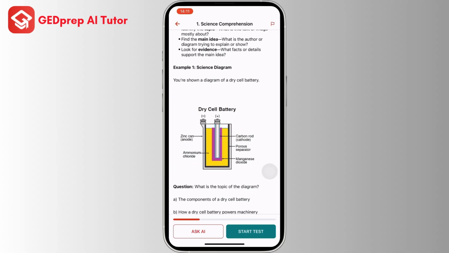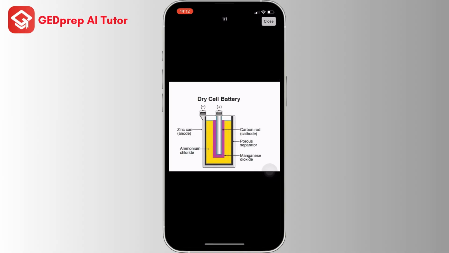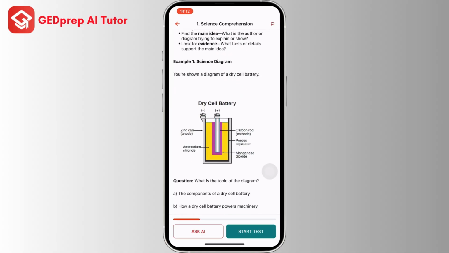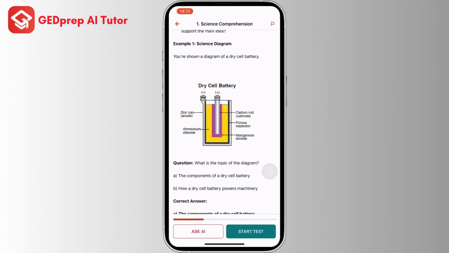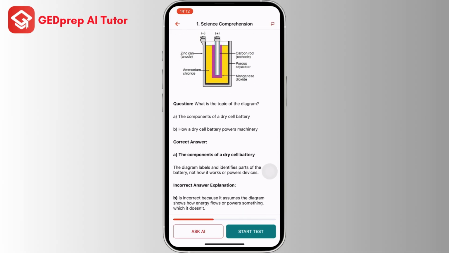Example 1. A science diagram. Imagine you're shown a diagram of a dry cell battery, and each part of the battery is labeled. You're asked, what is the topic of the diagram? Option A, the components of a dry cell battery. Option B, how a battery powers machinery. The correct answer is option A, the components.